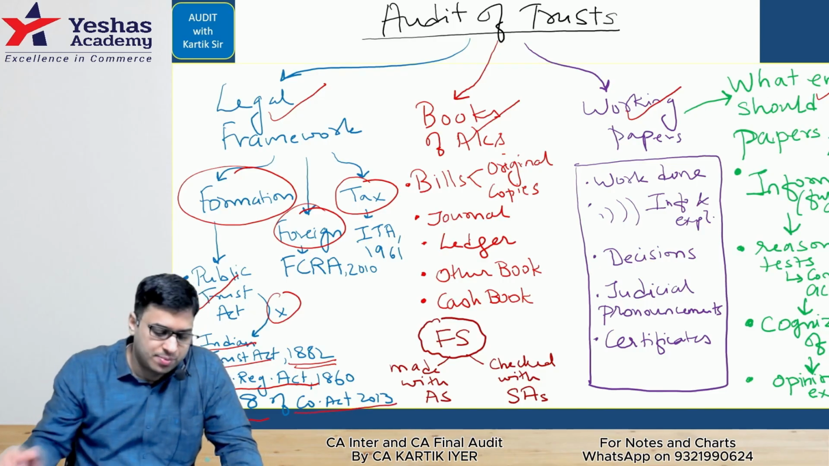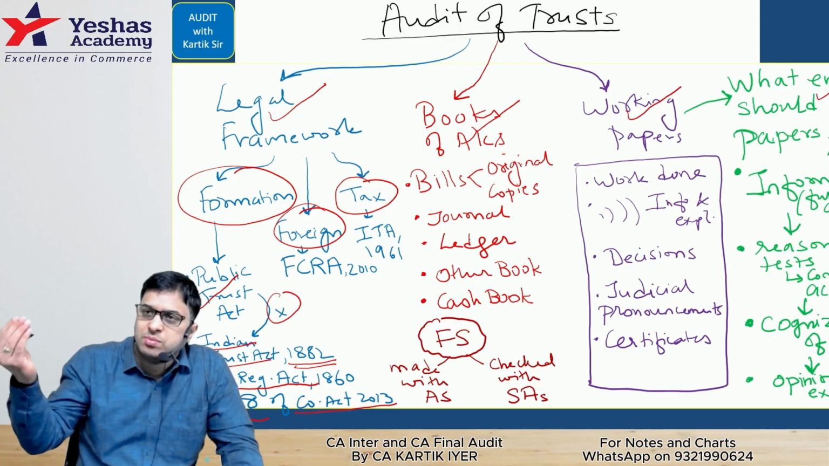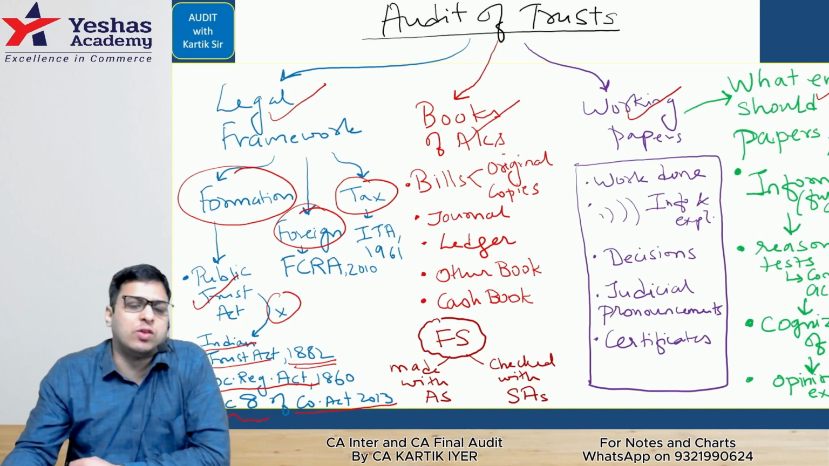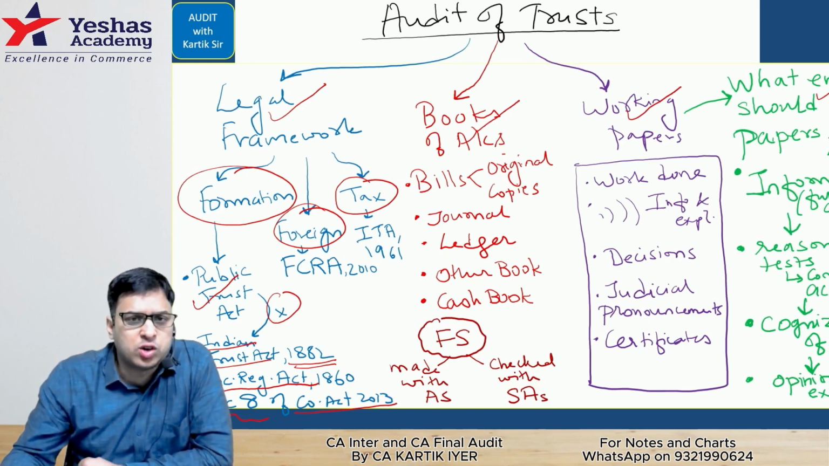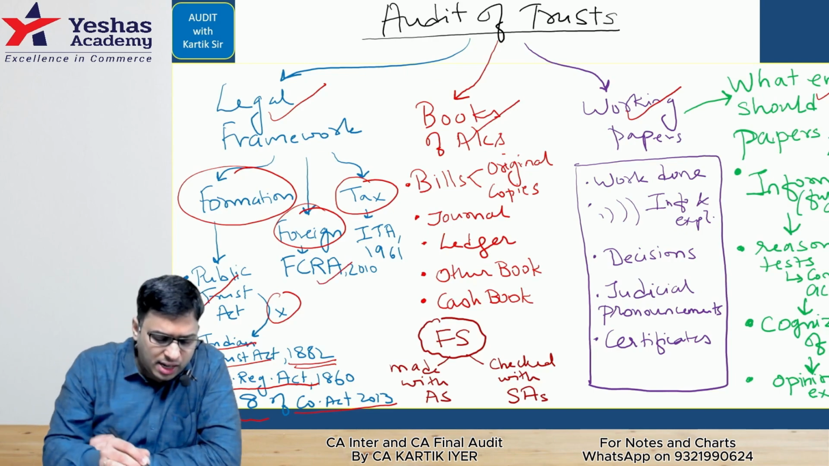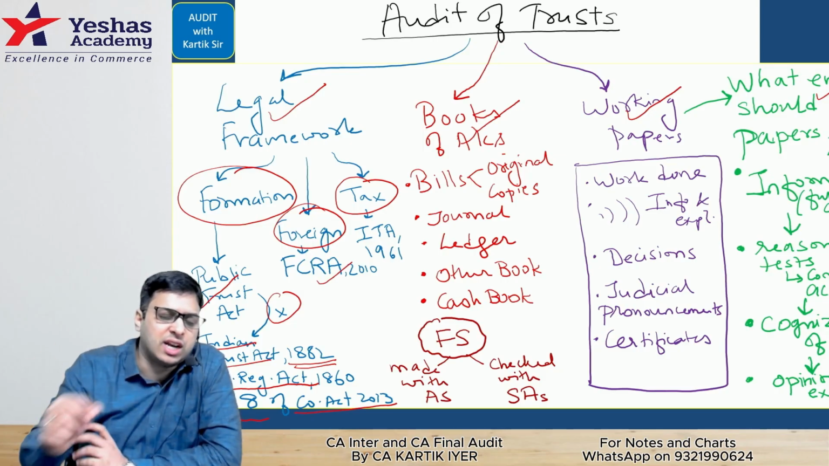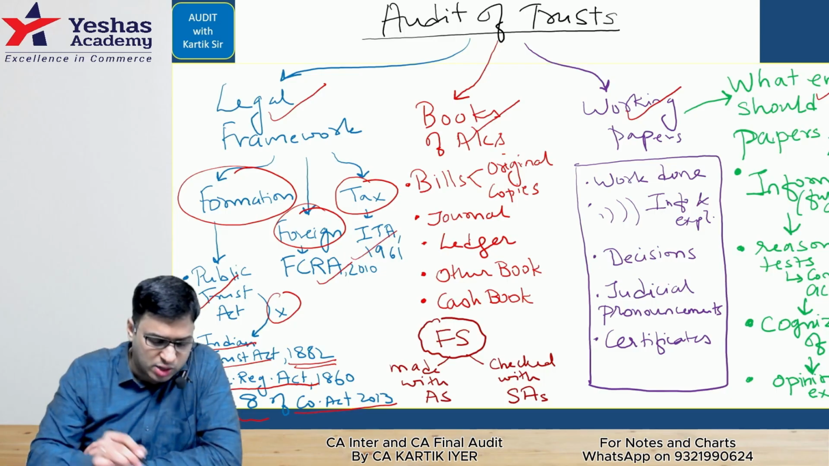Simple. Next one, foreign. If the trust is involved with foreign contribution, the money is coming from a foreign country, in that case you have to look into FCRA, Foreign Contribution Regulation Act 2010, and of course, Income Tax Act. You can only get the exemption if you're registered under Income Tax Act 1961. That is what we did.